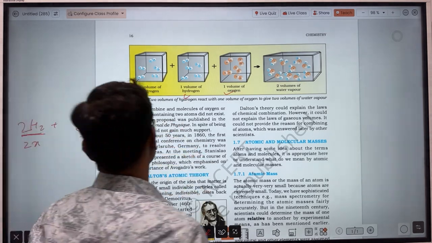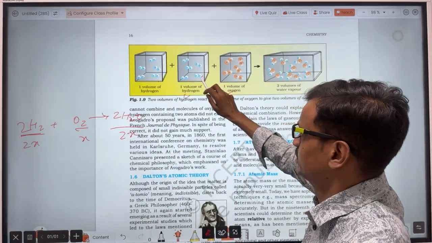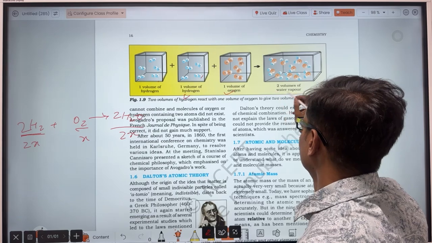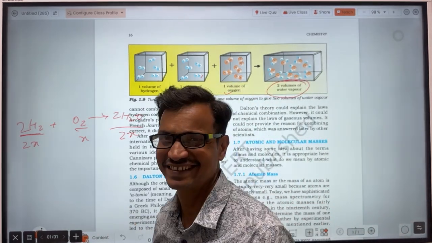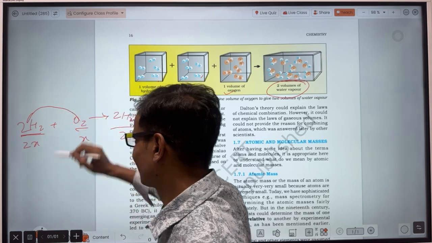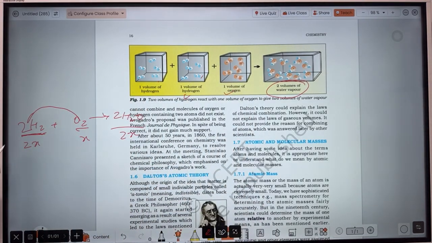Here the volume is suppose X. So X volume plus X volume, and this one also X volume. Total volume 2X, not 3X. This states that hydrogen and oxygen combine, that means 2 moles of hydrogen molecule combine with 1 mole of oxygen molecule to form 2 moles of H2O. So according to the equation, the volume will occupy accordingly.